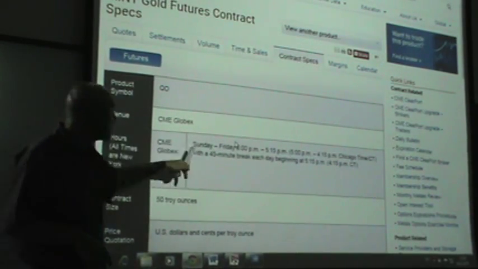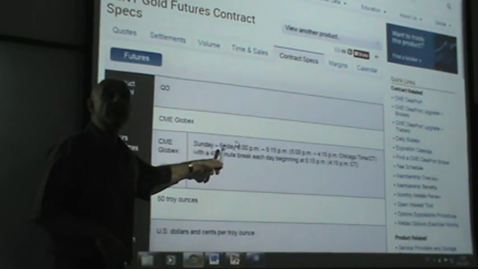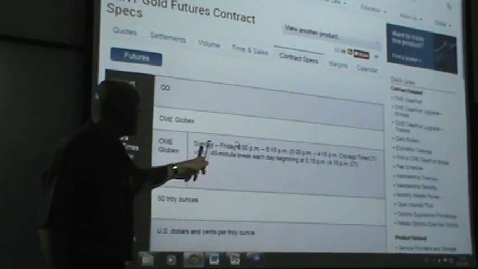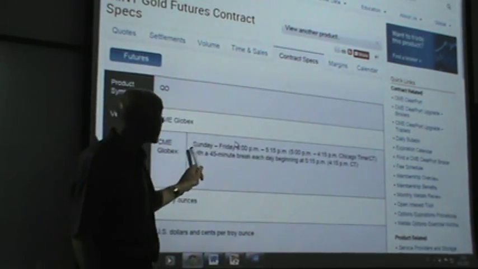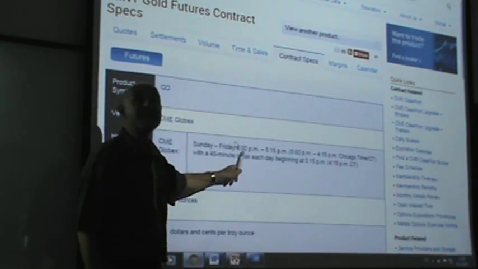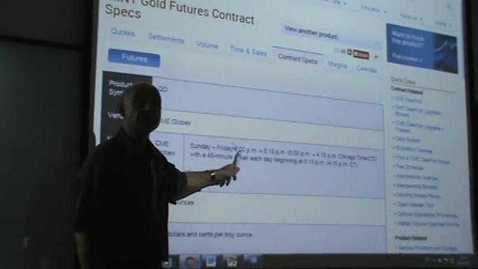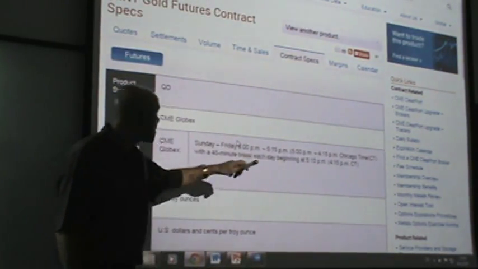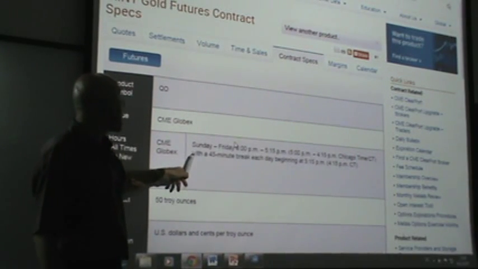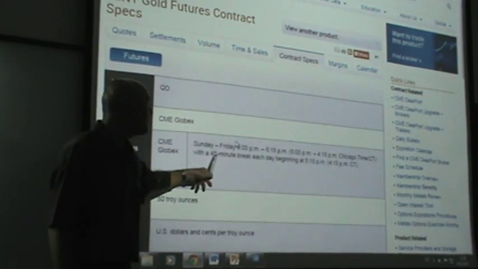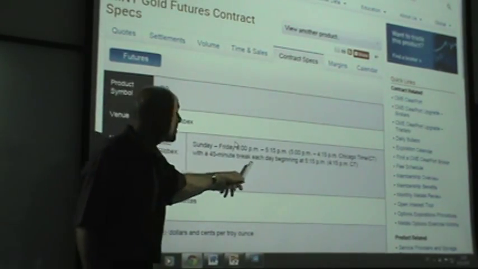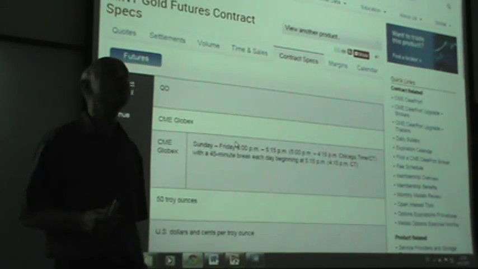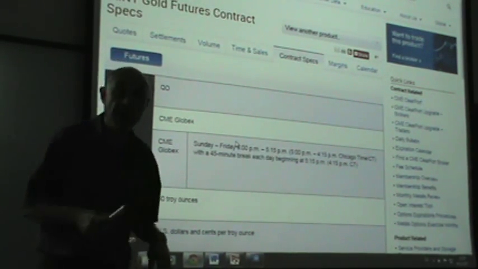And you see the hours from Sunday to Friday. Sunday through Friday. So you see trading opens on Sunday, 5 o'clock in the evening. And it continues, 5:15 and so on, Chicago time. And they've got a 45-minute break each day beginning at 5:15 p.m. So it's like trading 23 hours a day.